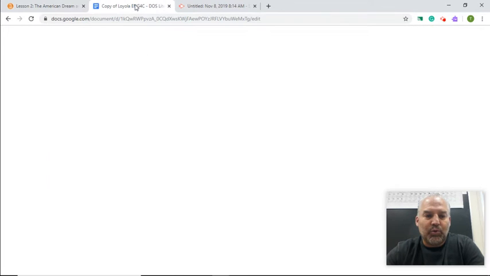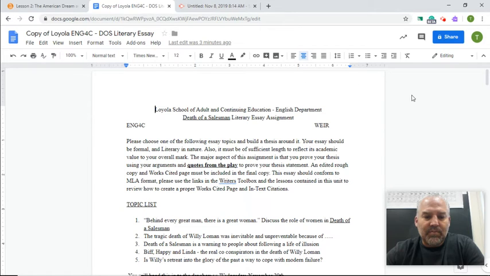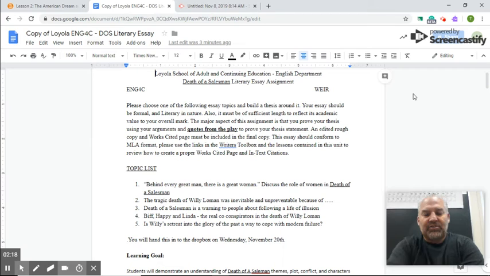So you're going to open it up, make a copy of it, rename it, and here's exactly what we're going to be doing. I've given you 5 topics. You're going to choose one of these topics, and you're going to build a thesis statement around it. The thesis statement is the most important sentence of your essay. It is what you're going to prove, and that's the key here. An essay proves something. It doesn't talk about something. It doesn't discuss something. It proves an aspect of a topic that you've chosen.